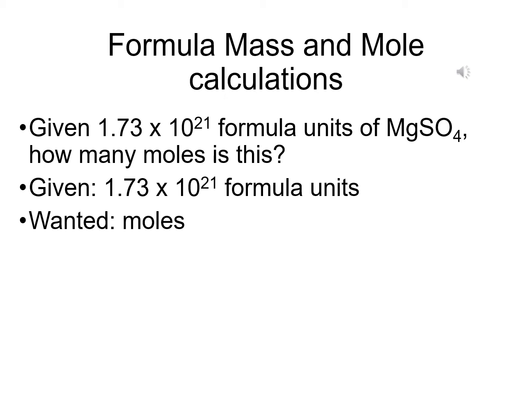Okay, so we remember that we know there are 6.02 times 10 to the 23rd formula units in a mole, and that's going to be an important thing to remember. And what is the name of 6.02 times 10 to the 23rd? That number has a name. Do you remember that that's called Avogadro's number? Okay, let's take a look at our next problem.